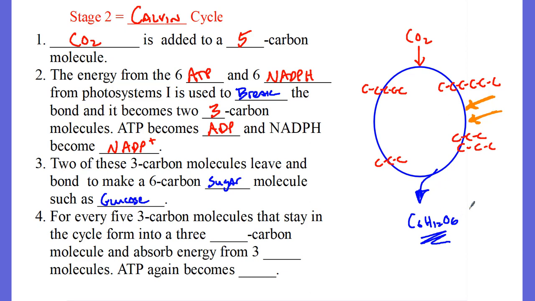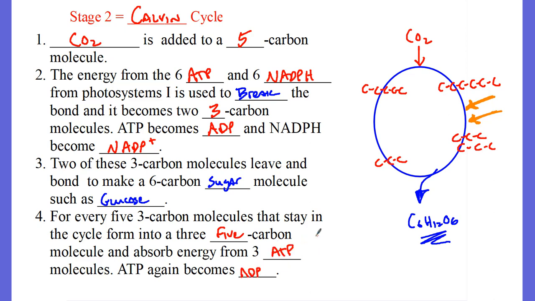This cycle is making its own energy. Plants make their own energy, and it makes all the energy for us in this high energy molecule called glucose. Now, for every 5 3-carbon molecules that stay in the cycle to form into a 3 5-carbon molecule, okay, and absorb the energy from 3 ATP molecules. And of course, what does that ATP molecule become?